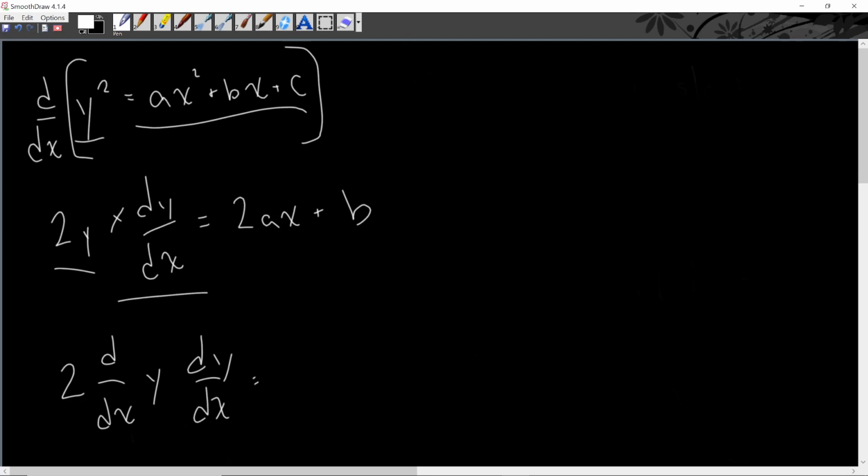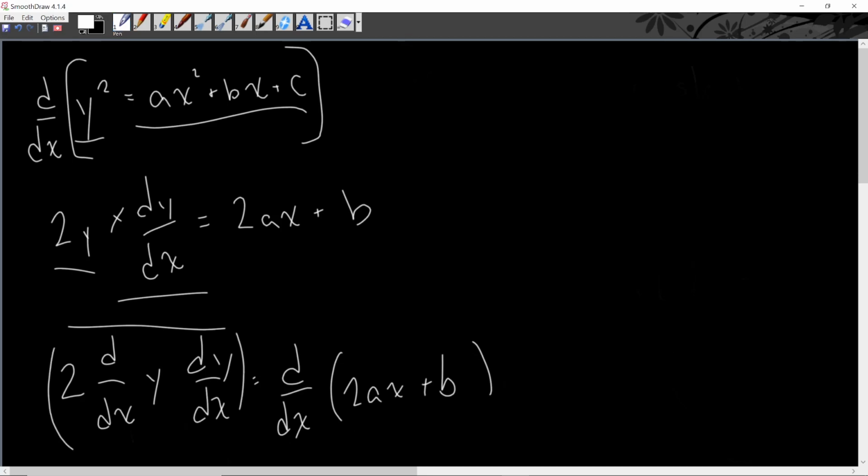So d dx of this side, 2ax plus b. They're simply separating this into two functions. No, wait, I think they just wrote their work down slightly off. But yeah, 2y times dy dx, they're simply separating that y out so that 2 d dx is the same as 2 times dy dx. 2 is not affected by y. So 2 d dx times y dy dx, and then they're trying to do the derivative of this as well.